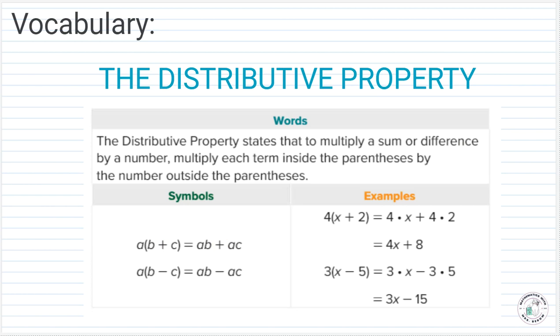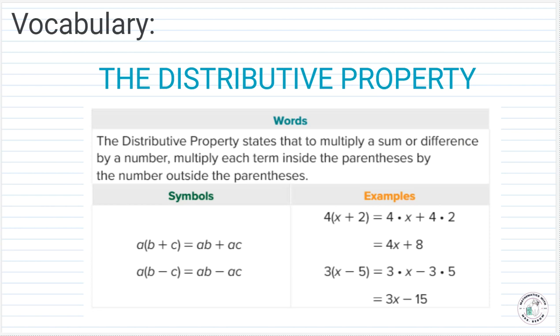If you can recall back from the first video in this series, one of the things that we talked about was what does it mean to simplify an expression? And it means to combine all like terms and to remove any parentheses. And the distributive property is what helps us to be able to do that.